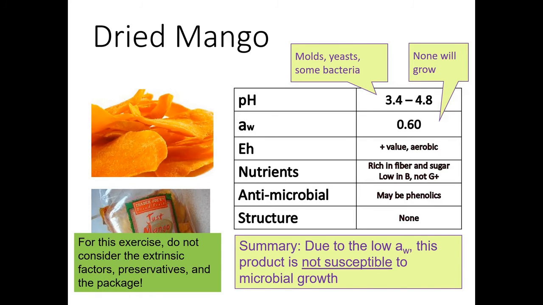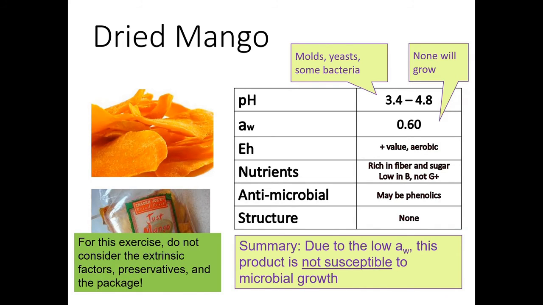Okay, so with that, that's really all I wanted to talk about, unless we can look at this example real fast. With dried mango, we have a pH of 3.4 to 4.8, which is going to allow molds and yeast to grow and some bacteria. And then we have a water activity of 0.6. So this is not going to be susceptible to microbial growth, which is the reason why dried mangoes can last for a long time, years compared to days or weeks for a fresh fruit.